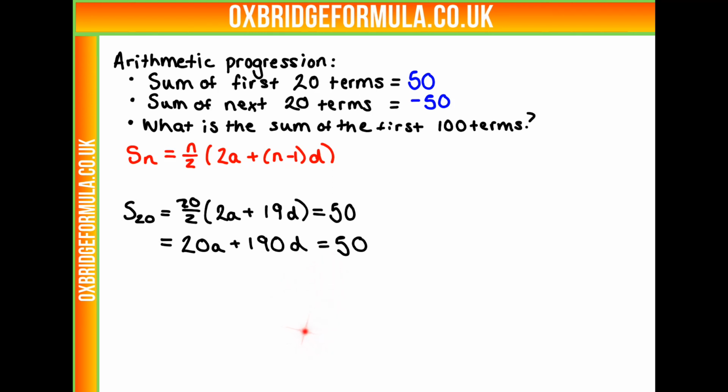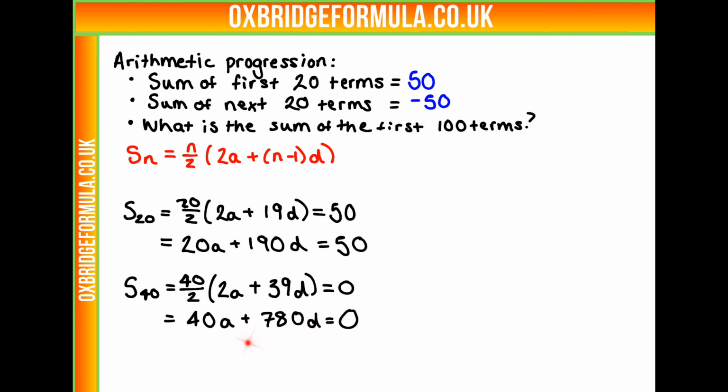Now we're going to set up our other equation for our simultaneous equation pair. Well, we know that the sum of the next 20 terms equals minus 50. So we can work out the sum of the first 40 terms. That's just going to be these two added together. So the sum of the first 40 terms is 40 over 2 times (2a plus 39d), and that equals 50 plus minus 50, which is 0. And then we can expand this out, and we get 40a plus 780d equals 0.